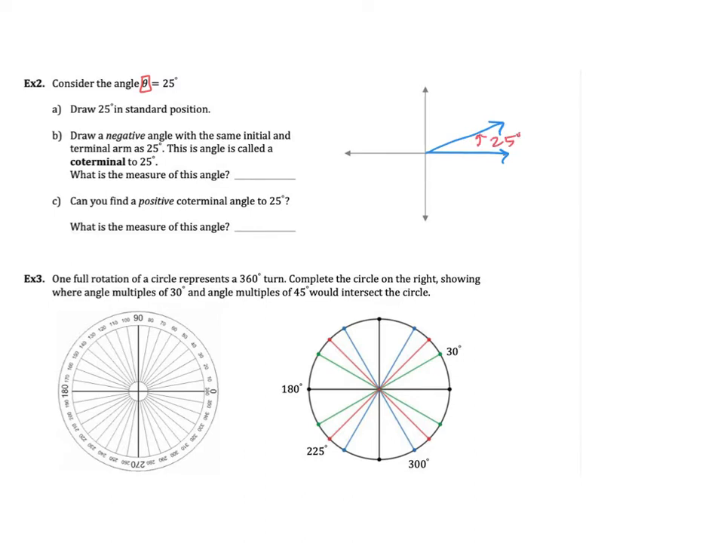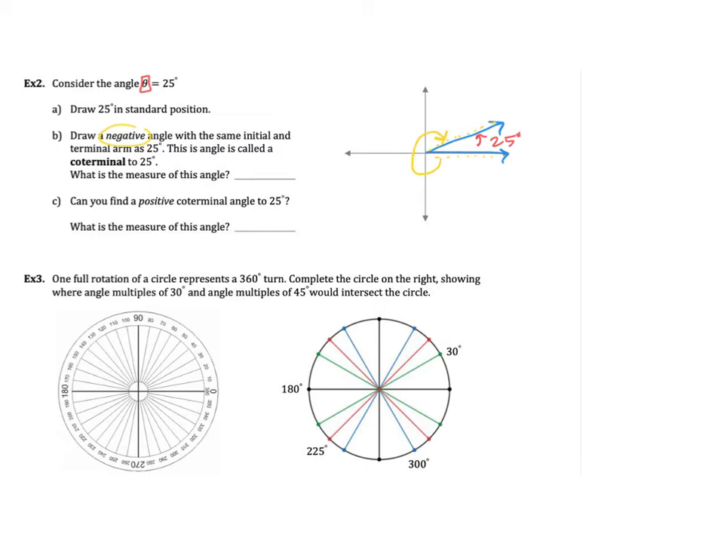So here I have it. I'm going to go from the positive x-axis, rotate in a positive direction, and that would be 25 degrees. Then it says draw a negative angle with the same initial and terminal arm. So we're still staying at the positive x-axis, and then I have to end with the same terminal arm, which is here. But I want it to be a negative angle measure, which means I need to go clockwise to get to here.